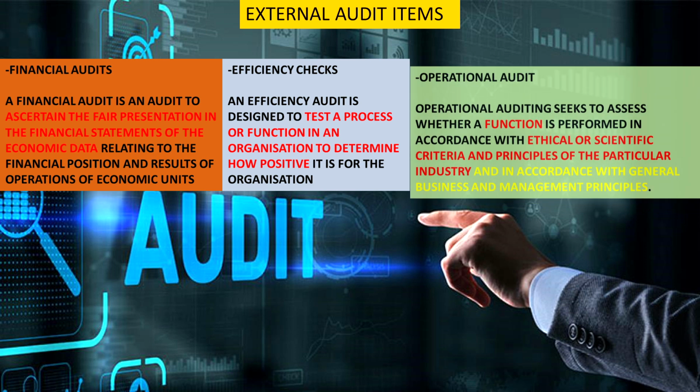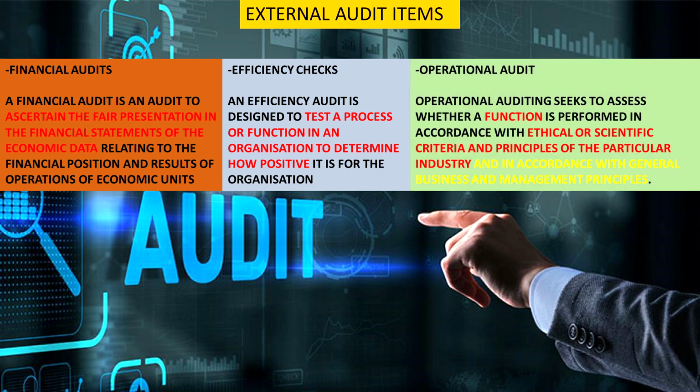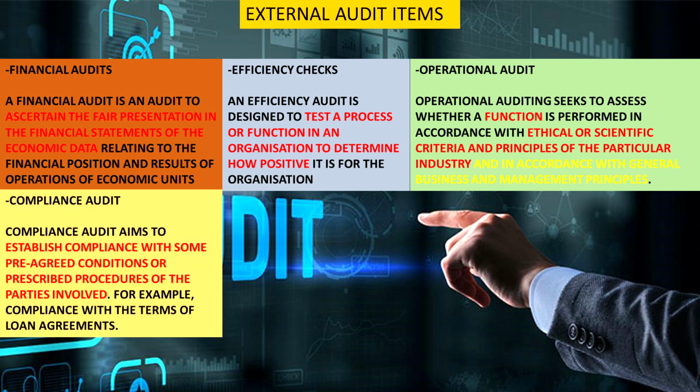Then we have operational audit. Operation auditing seeks to assess whether a function is performed in accordance with ethical or scientific criteria and principles of the particular industry and in accordance with general business and management principles. Then there is compliance audit. Compliance audit aims to establish compliance with some pre-agreed conditions or prescribed procedures of the parties involved, for example, compliance with the terms of loan agreements.